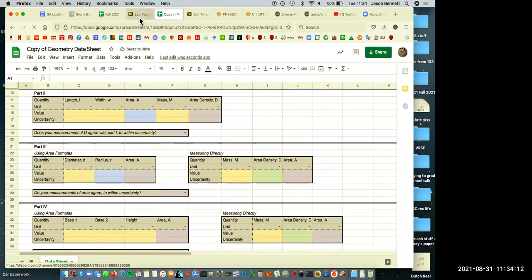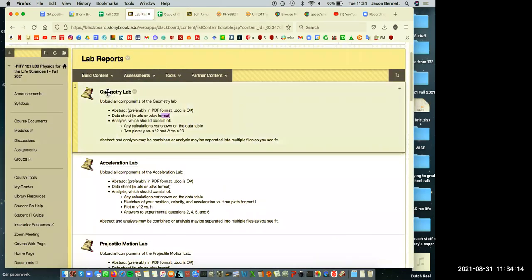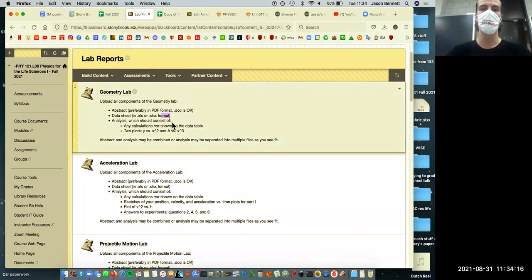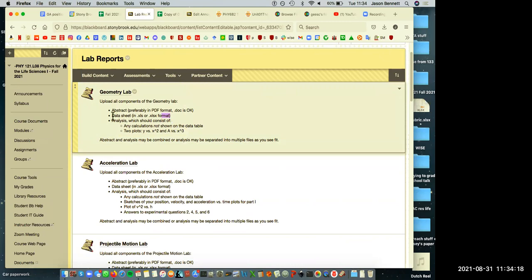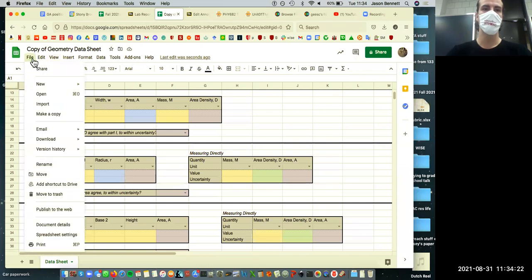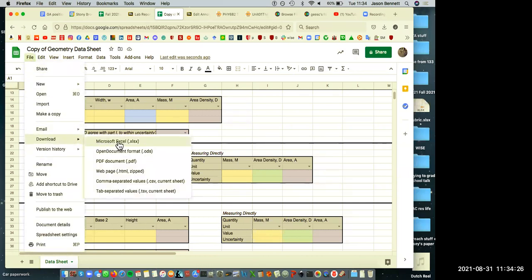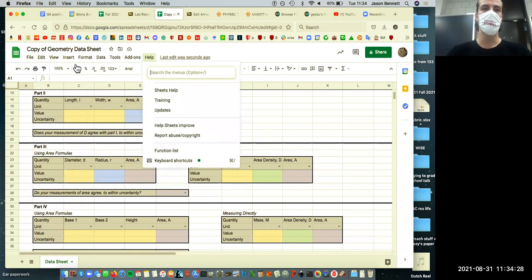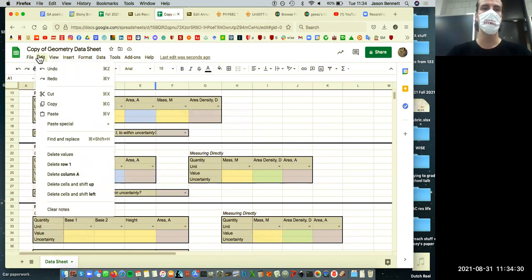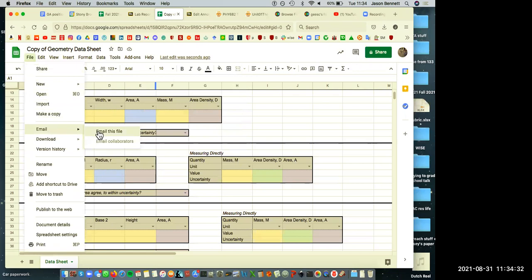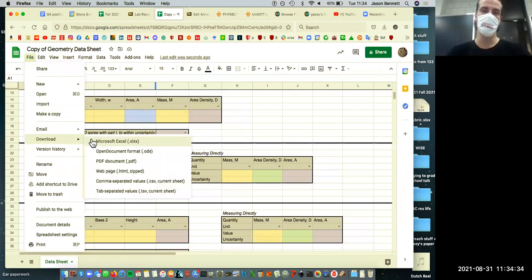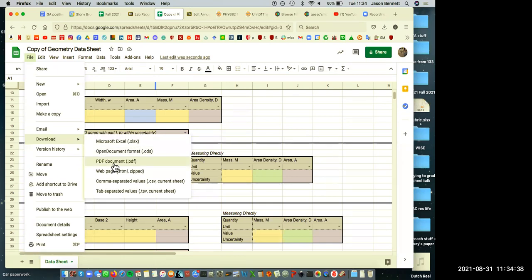So when you do the assignment, you click on it and then you upload a PDF of your lab report and your data sheet, which you just File, Download as Microsoft Excel. Make sure you do the lab report as a PDF, but the Google Sheet as an Excel file, because if you do that as a PDF, you can't see anything.